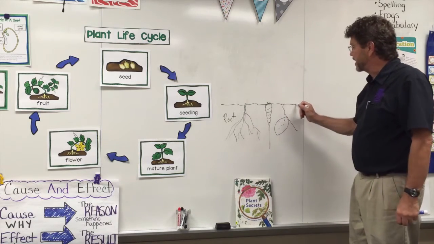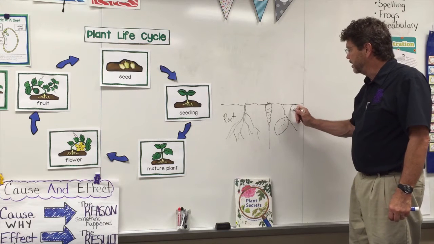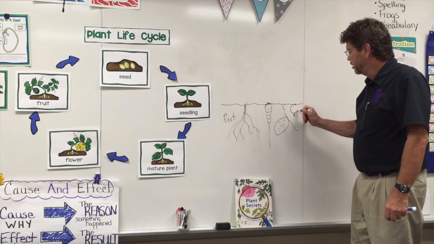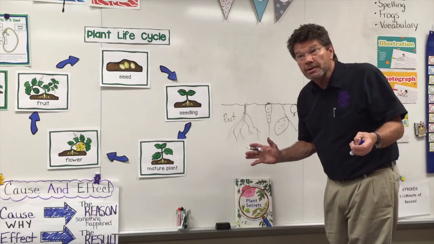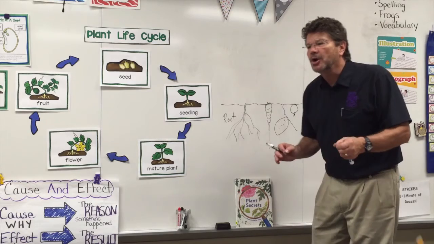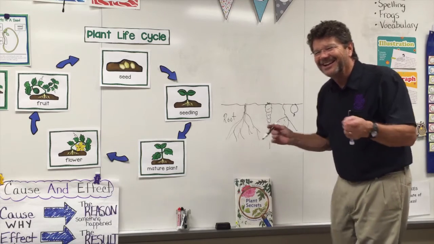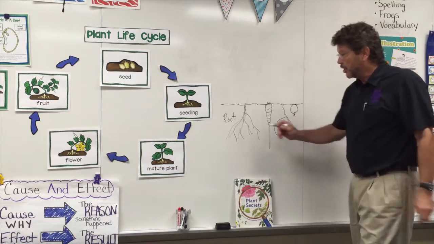Or maybe you've seen something that looks like this. It goes down. Oh, it's a radish. A radish. Or an onion. Onion. Now, so these are roots.